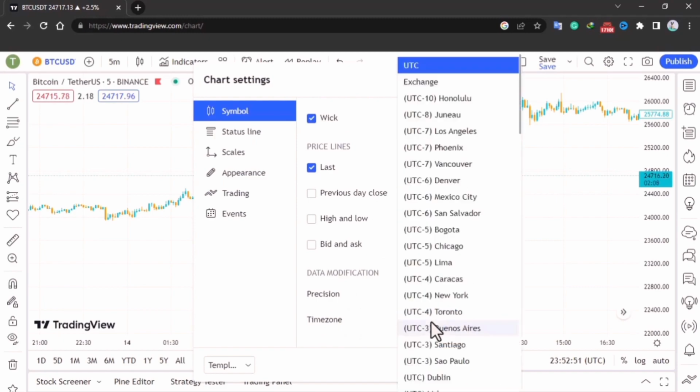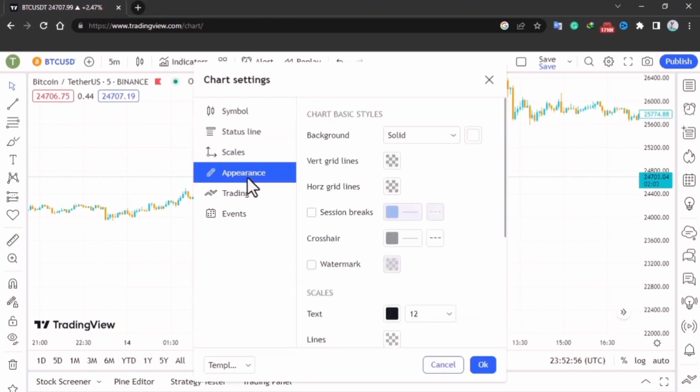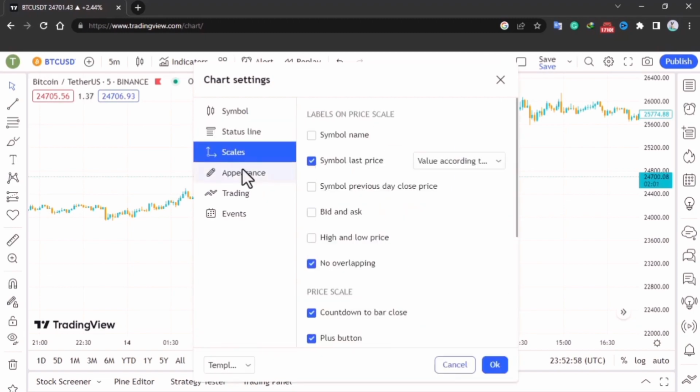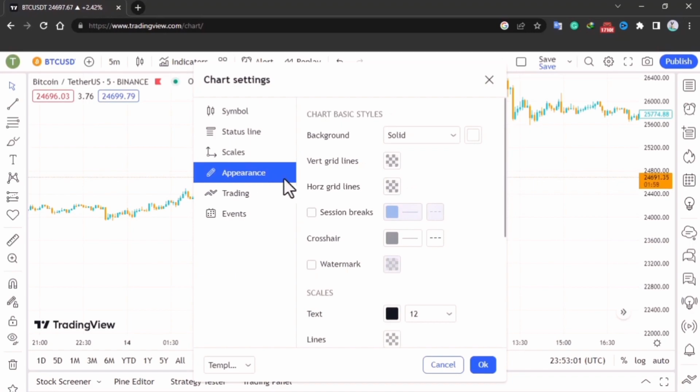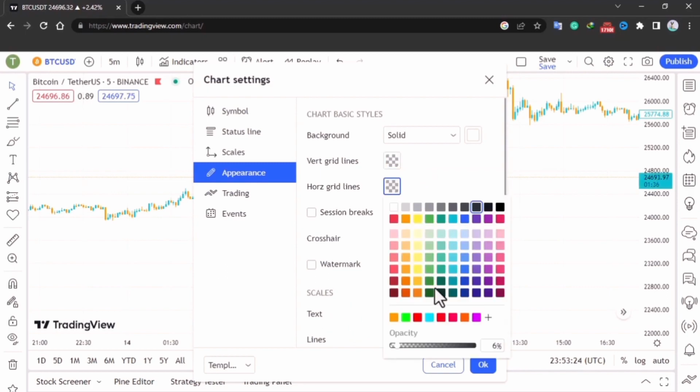Then we have a status line. I recommend you leave all the settings at their default. After a while, you get used to the platform. You can change whatever you want, but the default setting really suffices. The only part that I really want to show you to change, which really bothers me, is these background lines. If you want to remove them, it's really easy. You come here, vertical grid lines and horizontal grid lines. You just set them to 0 like this.